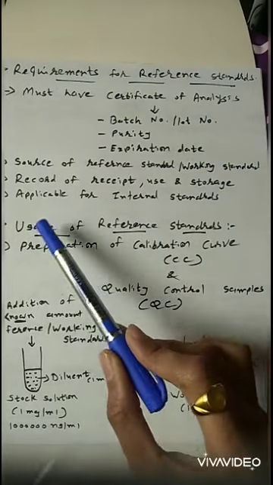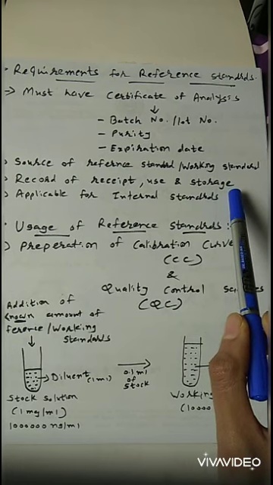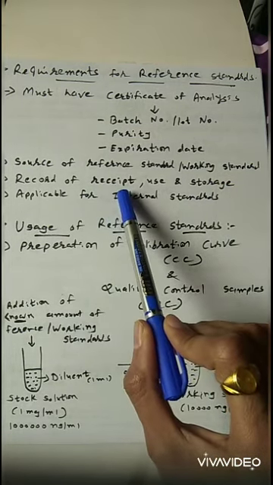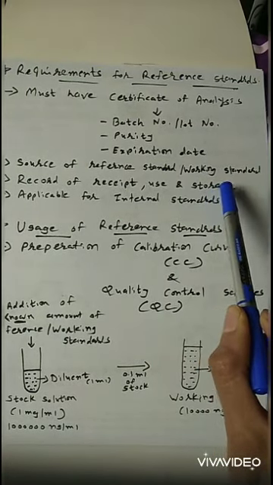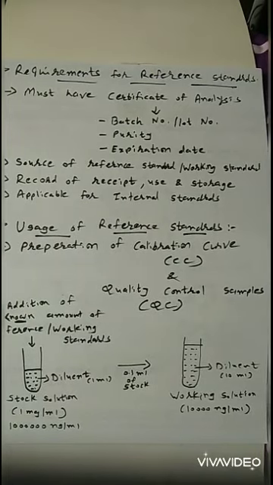The next thing required is a record of the receipt, usage and storage of this standard. Whenever we receive this standard, we should record the date of receipt, then the usage and storage of this, because storage temperature has a great impact on the stability or the purity of the working or reference standards.